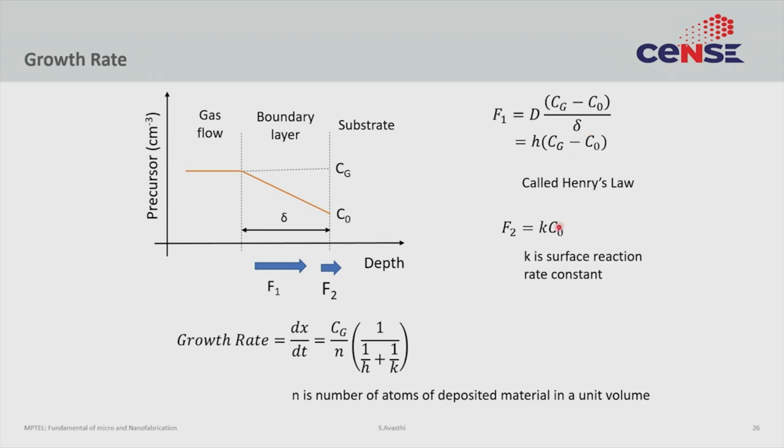The F2 once again is a chemical reaction. So, assuming first order kinetics, the chemical reaction would have a relationship like this, which is K into C naught, where C naught is the concentration of the reactant at the substrate. Now, K is a surface reaction rate constant, and if F1 must be equal to F2, you can do a little bit of math and come up with the growth rate, where the growth rate is nothing but Cg, which is the concentration in the gas, divided by n, where n is the number of atoms of deposited material per unit volume or atomic density, multiplied by 1 over 1 plus h and 1 plus k.